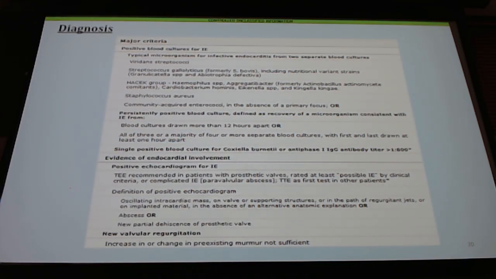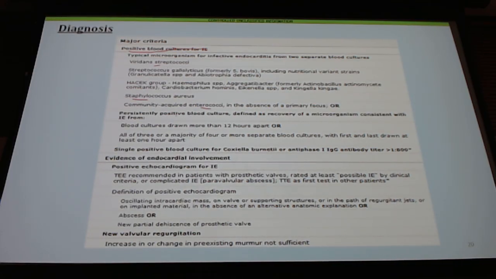So what are the major criteria? Well, positive blood culture for infective endocarditis. And this is going to be looking at typical bacteria that cause infective endocarditis. So we talked about Strep viridans. We talked about Staph aureus. But it could be things like Enterococci or Enterococcus. It could be Strep gallolyticus. So there's a number of different types of bacteria that are higher risk of causing infective endocarditis.